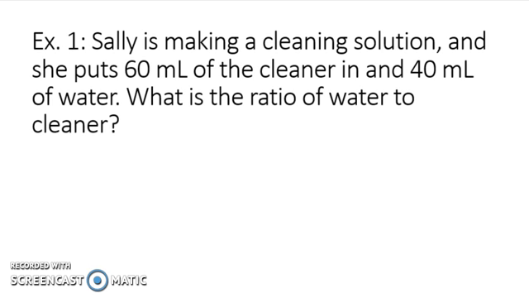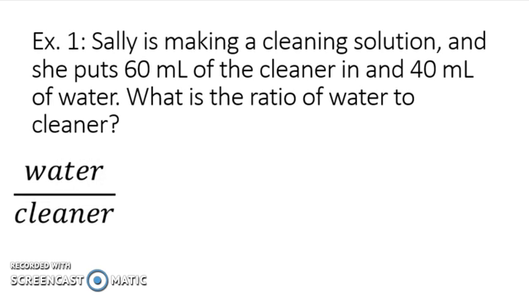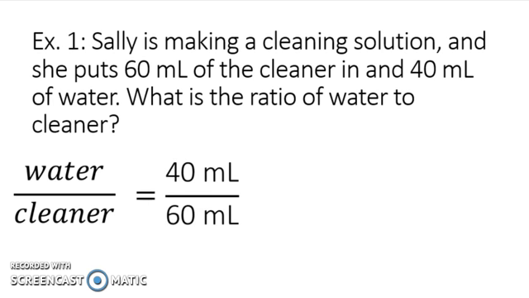First example, Sally's making cleaning solution and puts 60 milliliters of cleaner and 40 milliliters of water. What is the ratio of water to cleaner? Well, that means water over cleaner. We have 40 milliliters of water and 60 milliliters of cleaner, so it's 40 over 60, which simplifies down to 2/3. So our answer is 2/3 in this question.